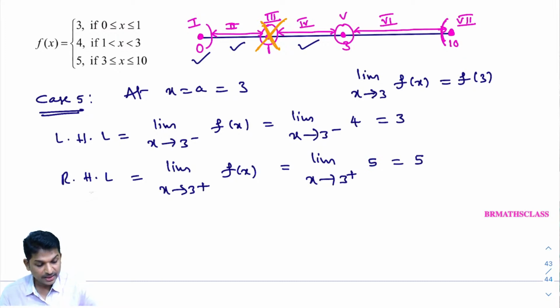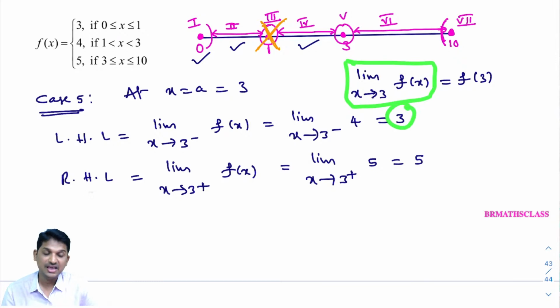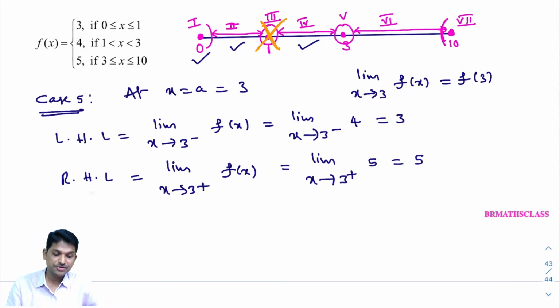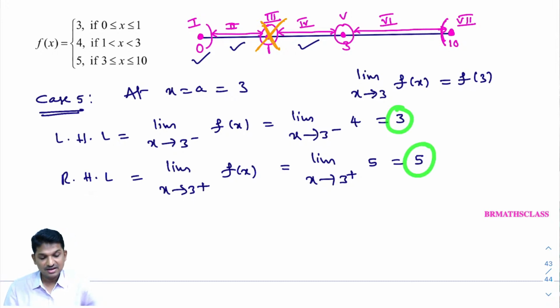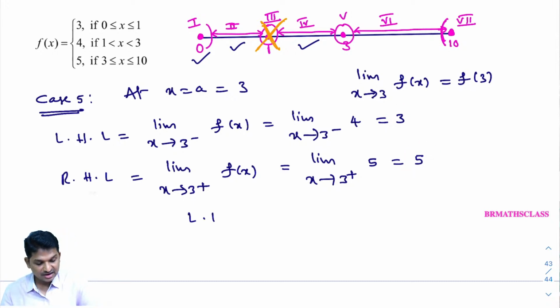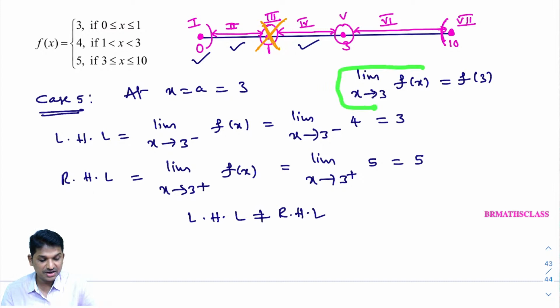Now I have calculated the left hand limit and the right hand limit. The left hand limit is 3, the right hand limit is 5. You observe, they are not equal. The left hand limit is not equal to the right hand limit. So what can I say about this limit? Does this limit value exist or not? This limit value does not exist because the left hand limit is not equal to the right hand limit.